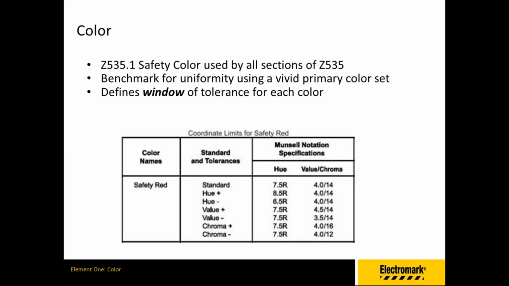Z535.1 safety color is used by all the other sections of Z535. The standard establishes a benchmark of uniformity using a vivid primary color set of strong hues that minimize the possibility of critical confusion. These colors are not a specific point of color, but they're plotted within a measurable window of space or tolerance by a 3-coordinate system. But in order to provide a more tangible reference, the standard includes a closest Pantone number, which is not to be misinterpreted as the color specification itself.